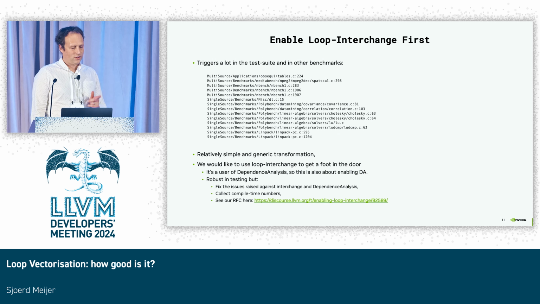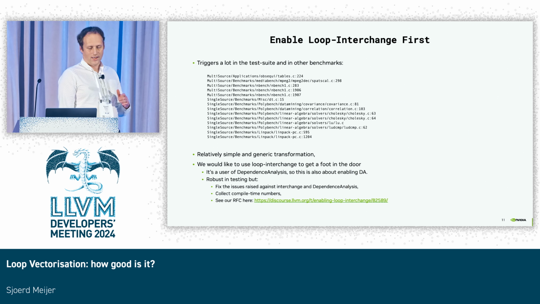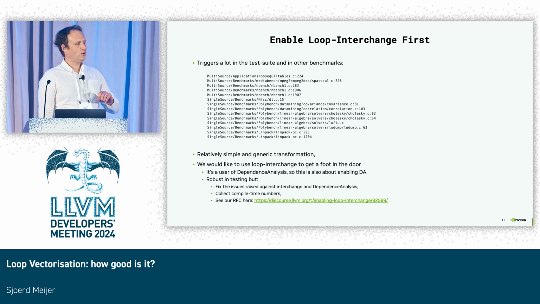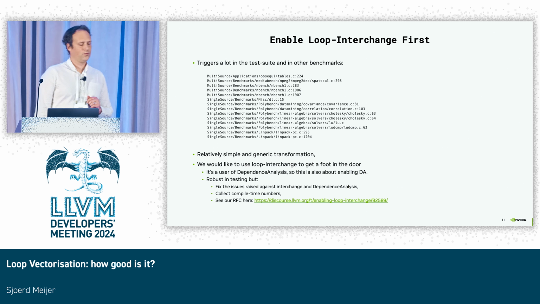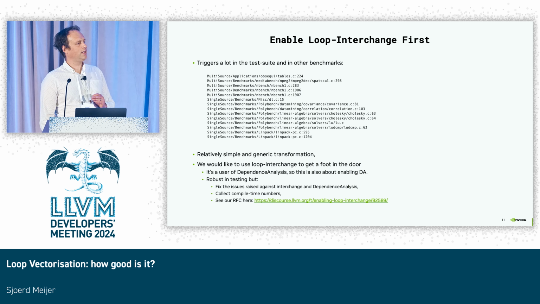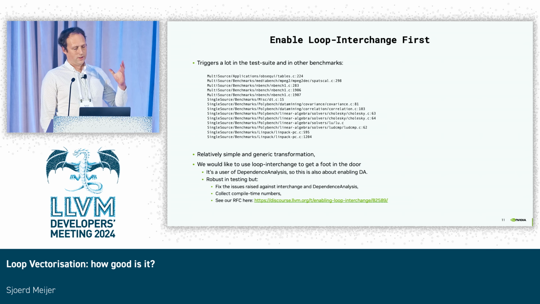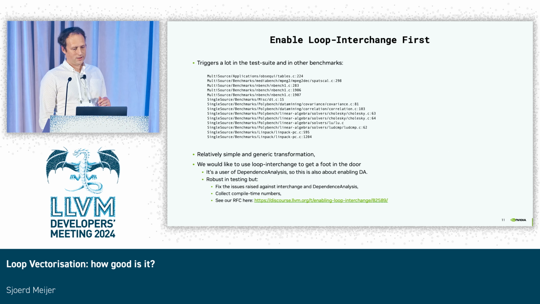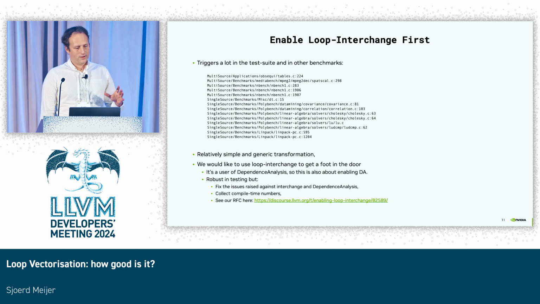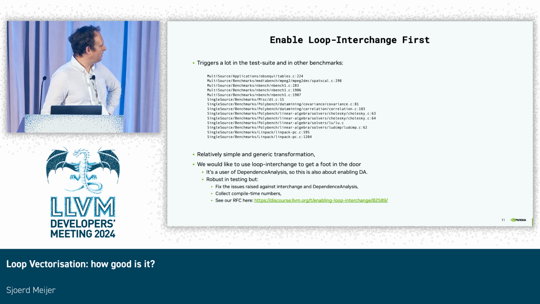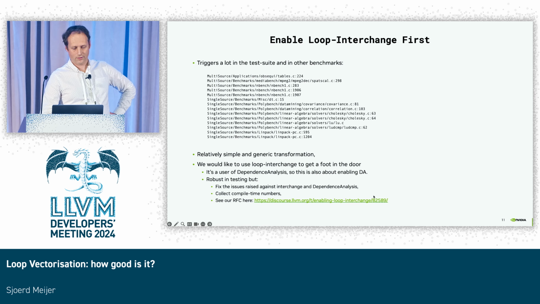But loop interchange, because it's relatively simple and straightforward as a transformation, and we would like to use this to get basically a foot in the door with loop optimizations in LLVM. So we are aware of the problems raised against both components. What we want to do is fix the problems in interchange, in dependence analysis, and collect compile time numbers and see if we can get loop interchange enabled. Just before this dev conference, we started an RFC about that.